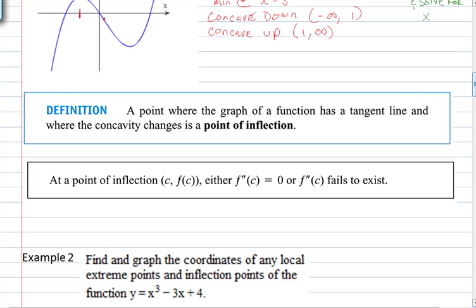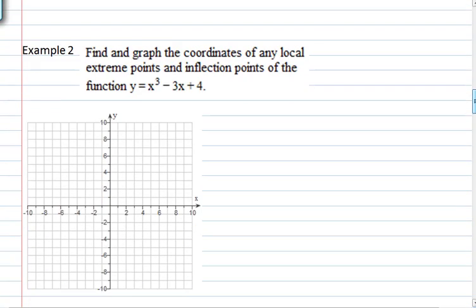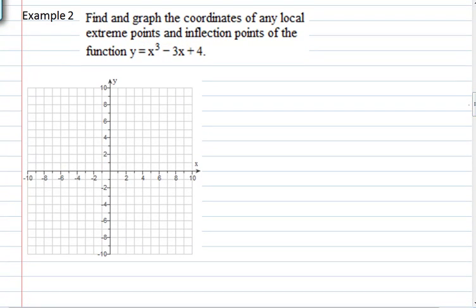Okay? Example 2. Find and graph the coordinates of any local extreme points and inflection points on the function y equals x cubed minus 3x plus 4. What do I need to do first?